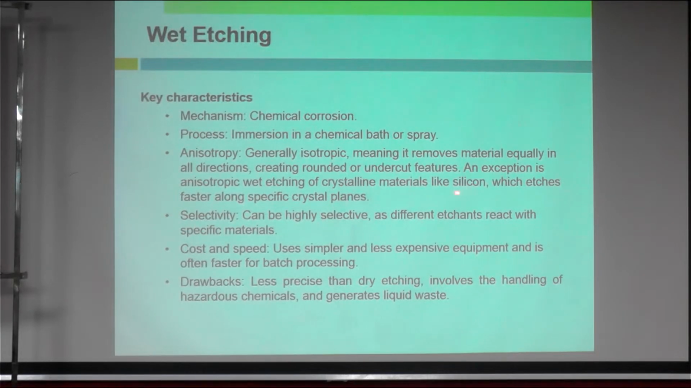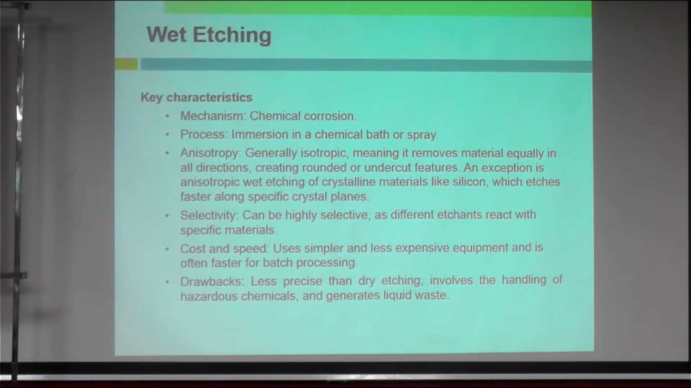Meaning to say that for silicon, it is much easier for us to use wet etching to form certain shapes if we use a certain direction of the crystal alignment. So selectivity can be highly selective as different etchants react with specific materials. So the keyword for the removal of wet etching and also dry etching as well is the selectivity.